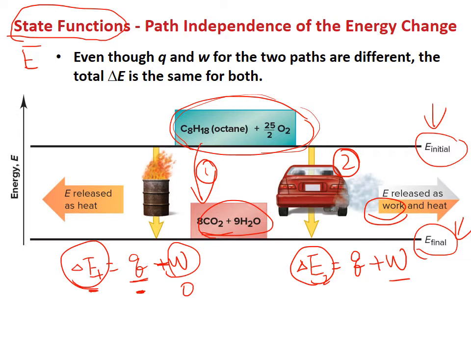But the Q are different. So Q1, Q2 are different. W1, W2 are different. For example, W1 is 0 and W2 is not. But when you combine Q and W together, they give you the same delta E, because E is a state function, only depending on the initial and final state. Q and W are not state functions. They depend on path.